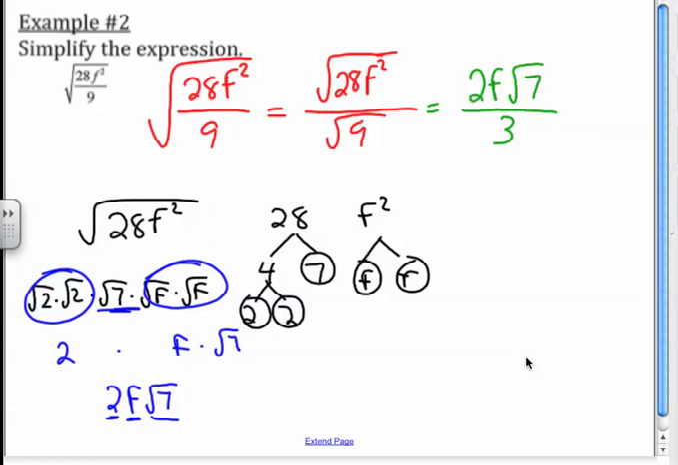Okay? All right. Good job, folks. Let's look at the next example, example number 3, coming up.